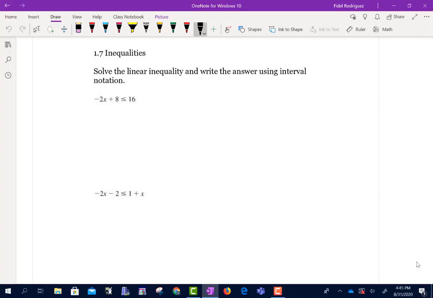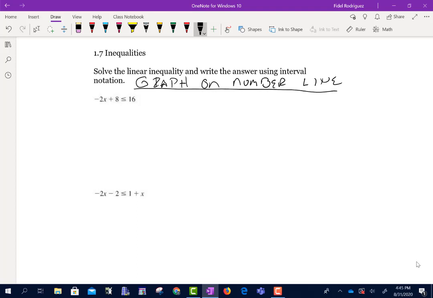So section 1.7 talks about inequalities. Inequalities are very similar to equations and how we solve them, okay? I'm going to show you how we can solve the inequality. We'll write our answer using interval notation, and we're also going to graph these on the number line, okay? So we want to solve the inequality.